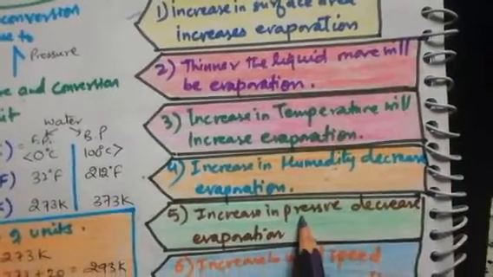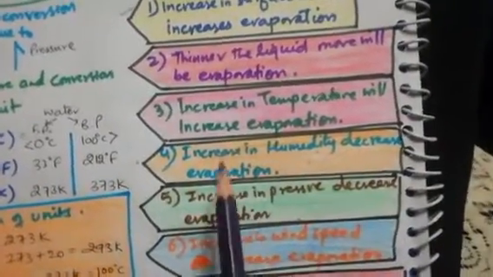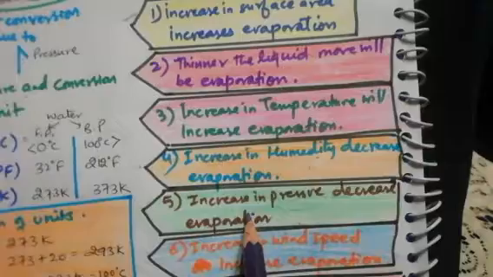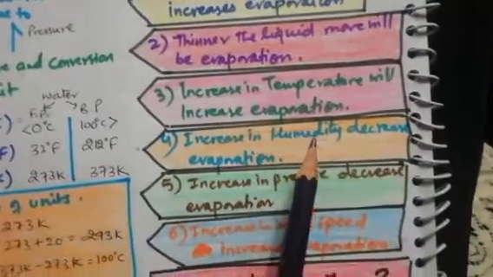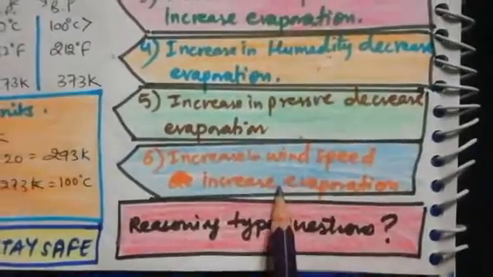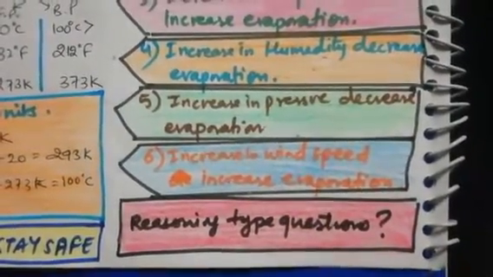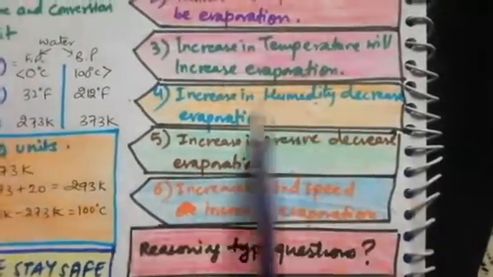Similarly, the more the pressure, the less the evaporation. Only these two are inversely related to evaporation; the rest are directly proportional to evaporation. The sixth factor is wind speed: the more the wind speed, the more the evaporation. So this is all about what we did in this chapter.